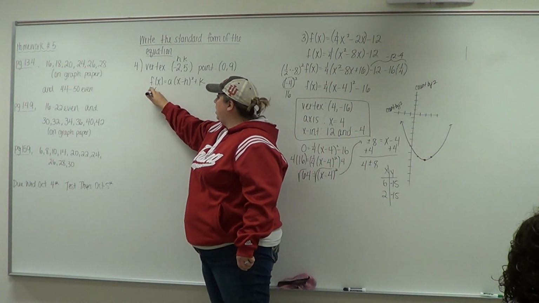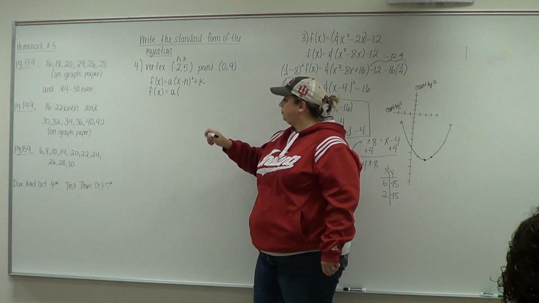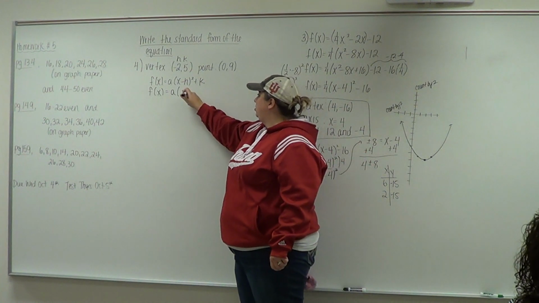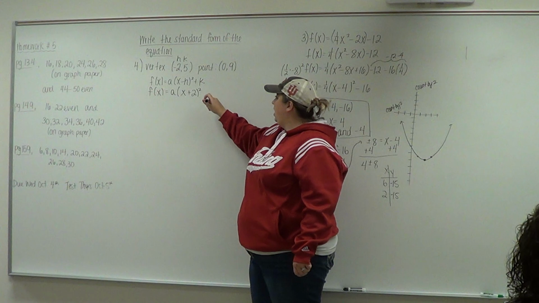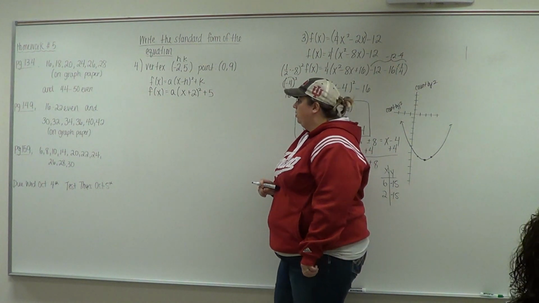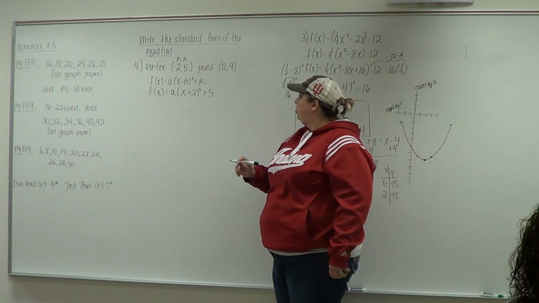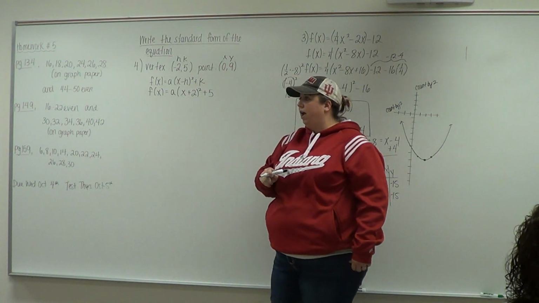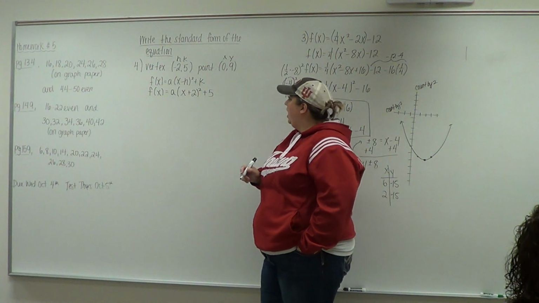When I plug those in, I have f of x equals a times x minus -2, which turns into x plus 2 squared, and then plus k, so plus 5. Okay, so I'm missing my a. Here's how you find a. You're going to take your point, and you're going to plug those in for x and y. F of x is the same thing as y. And we're going to find a.